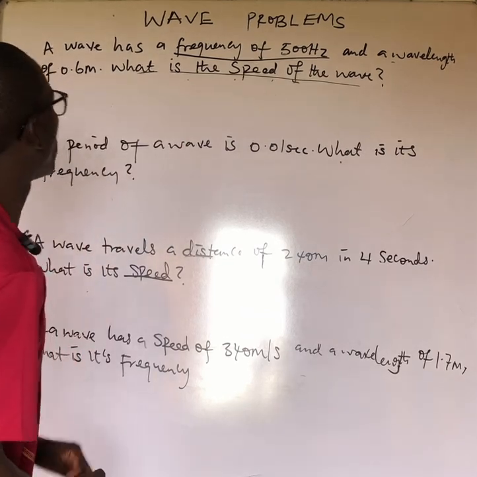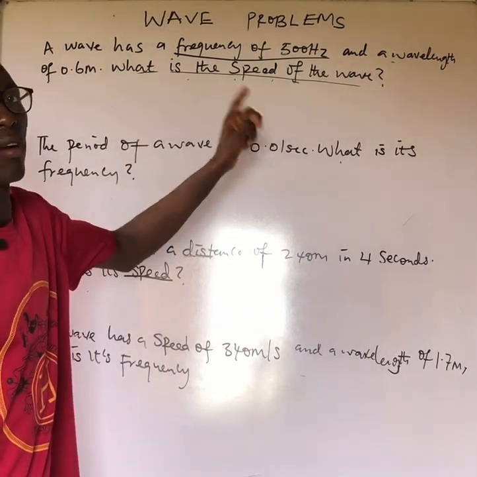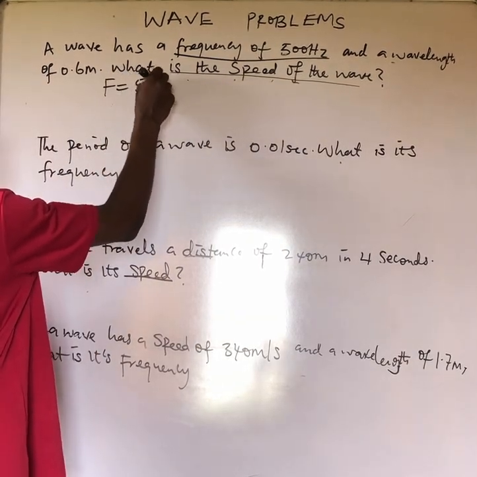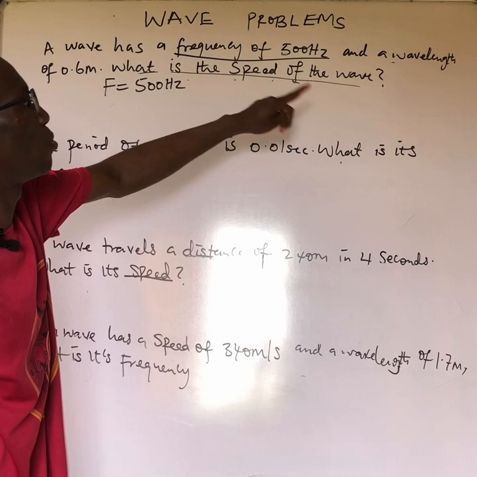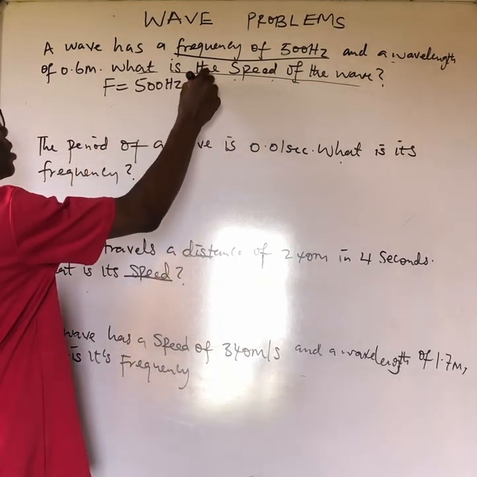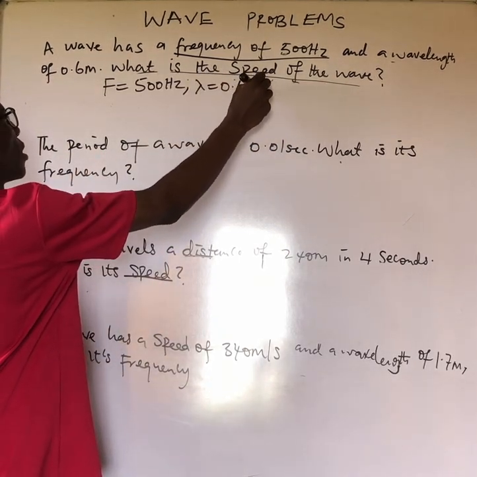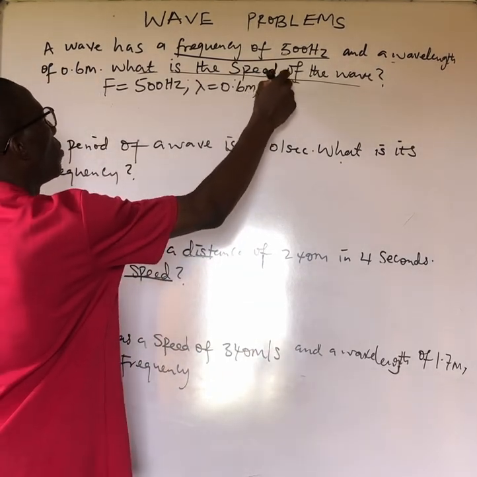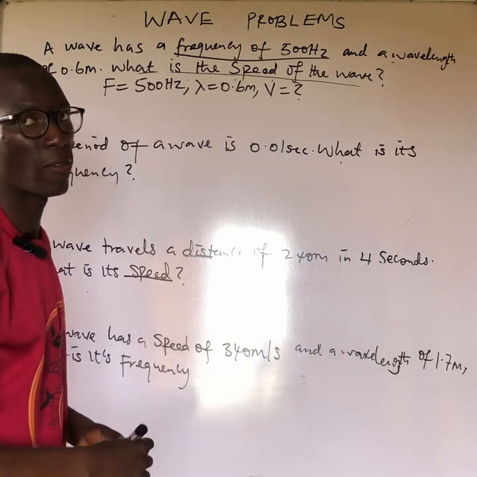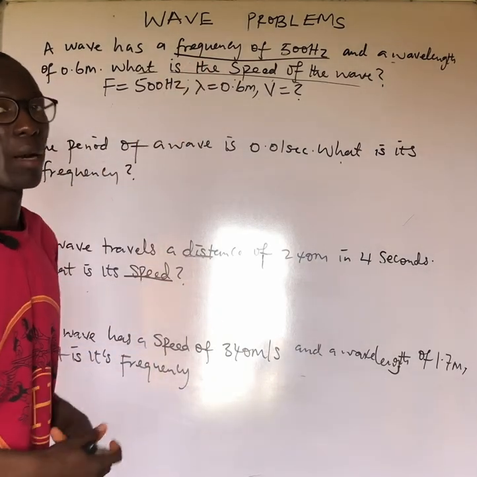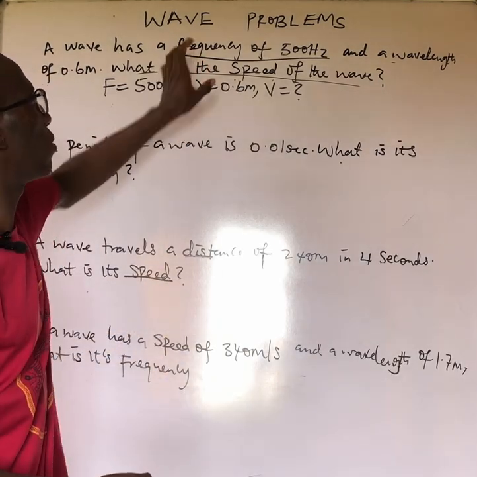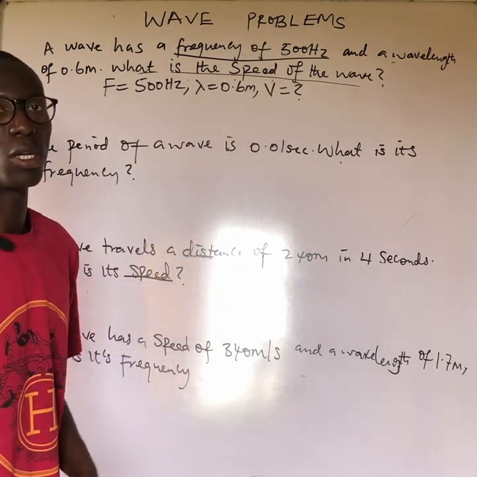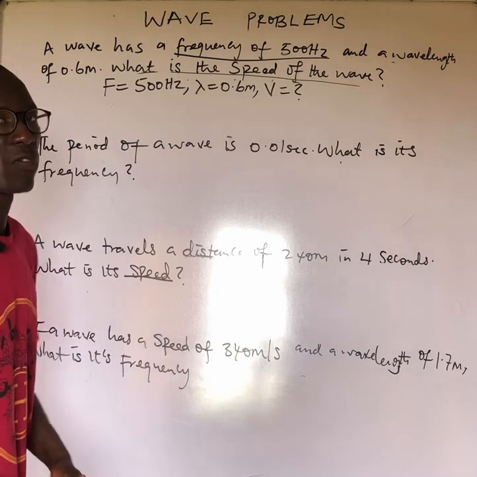The first question says a wave has a frequency of 500 hertz and a wavelength of 0.6 meter. What is the speed of the wave? The speed of the wave is what we're asked to find. We are given the value for frequency, we are given the value for wavelength, and then we have that of speed. We're asked to find speed.